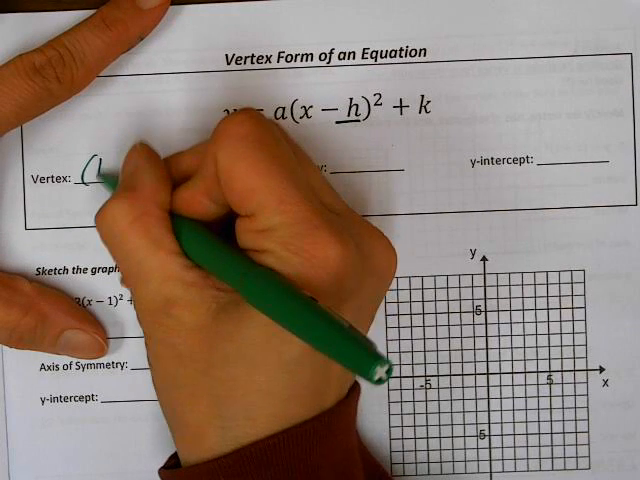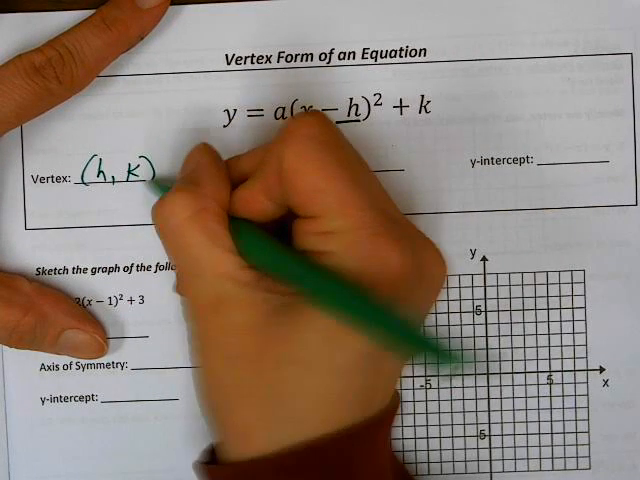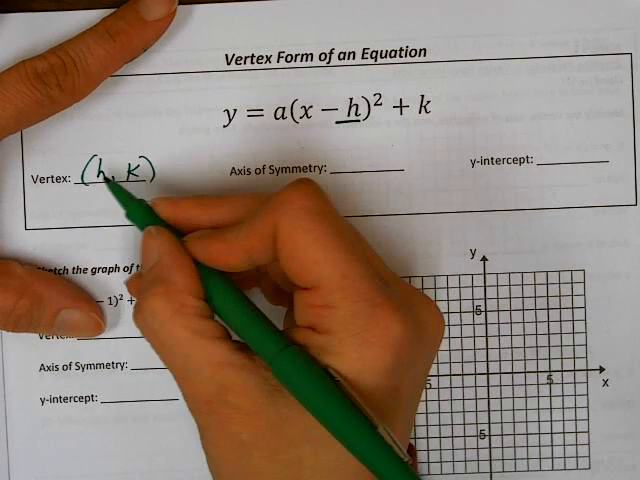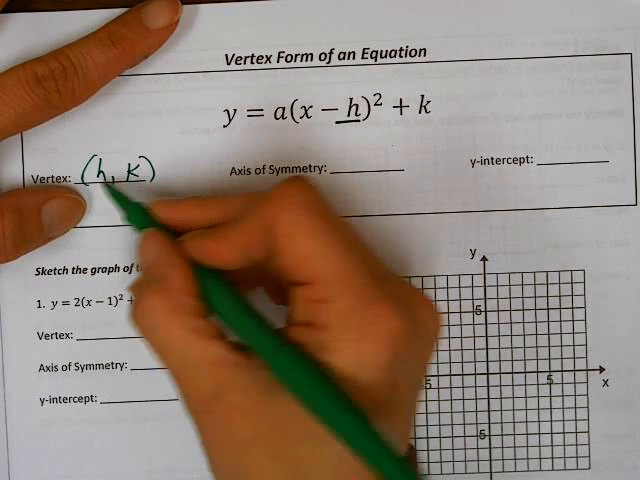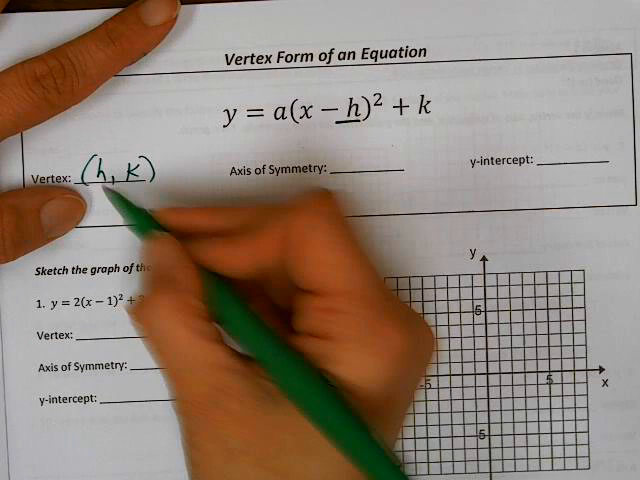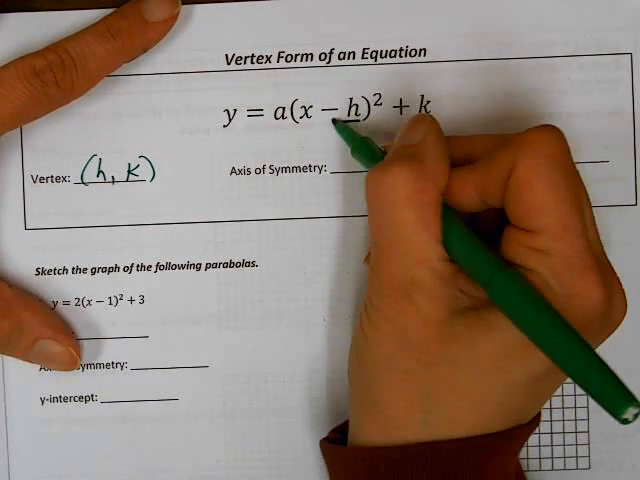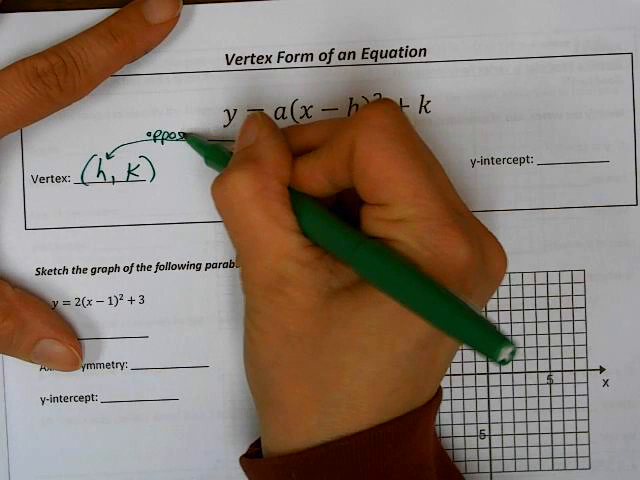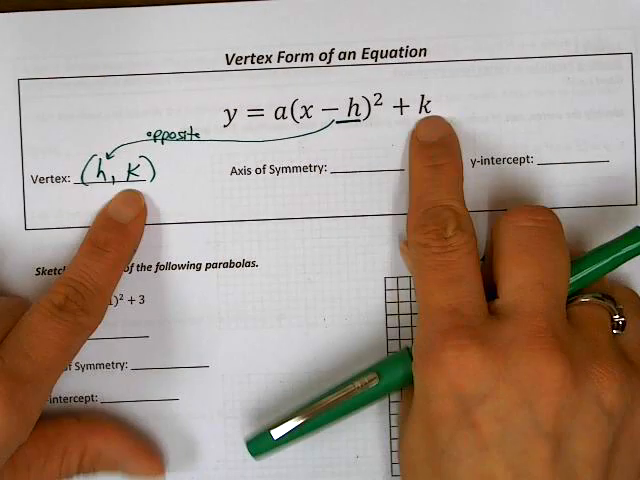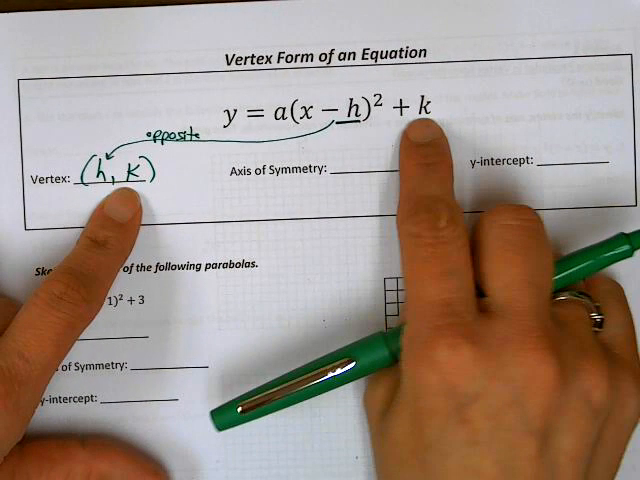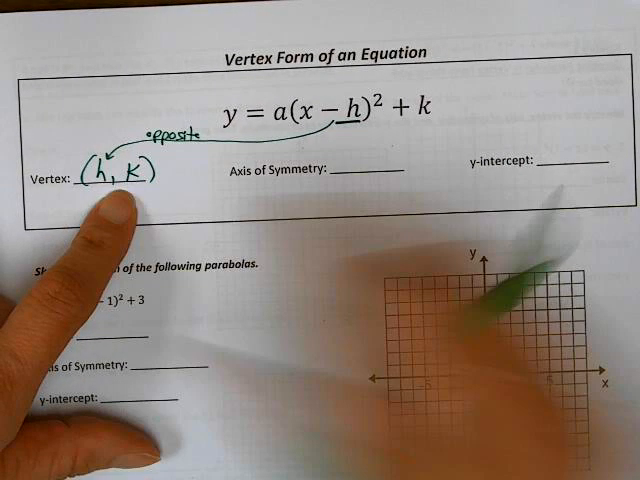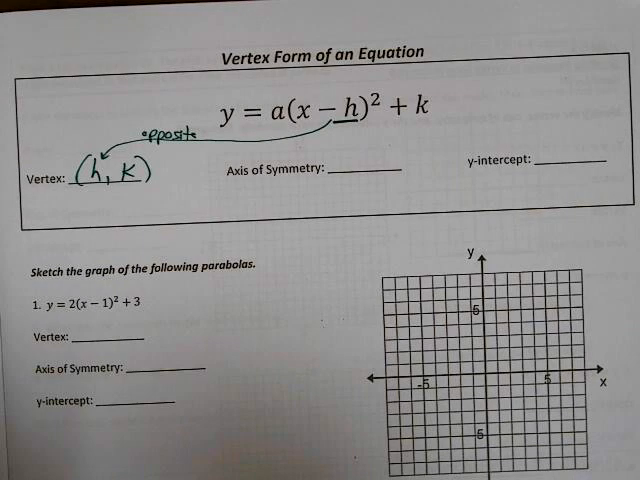H, comma, k. If it says minus h, we'll say a positive h. If it says plus h, then we'll say a negative h. So we have to say the opposite. Is k the opposite? No, k is just regular. Plus 5, you'd put a plus 5. Okay. What does this a do right here?